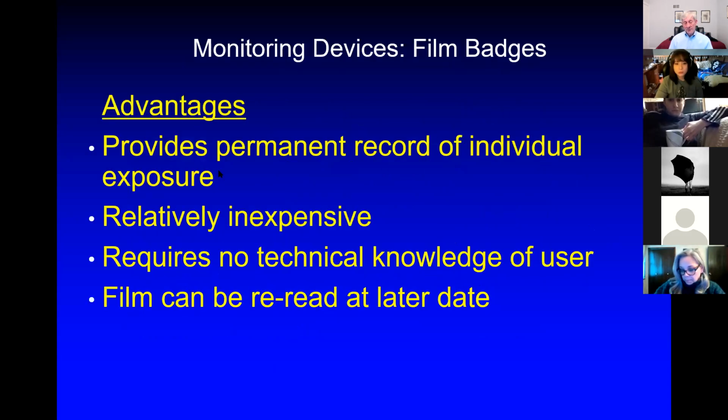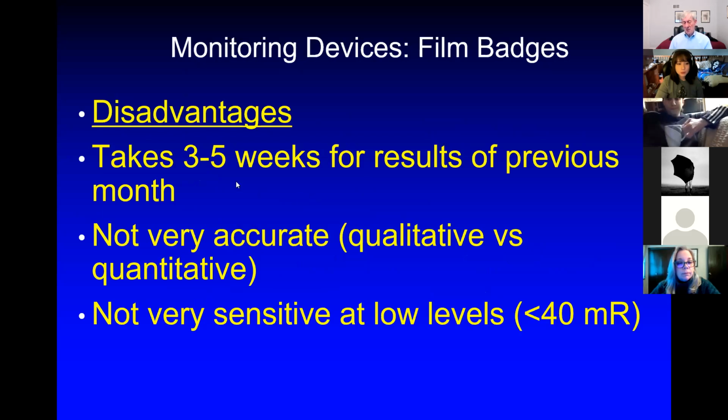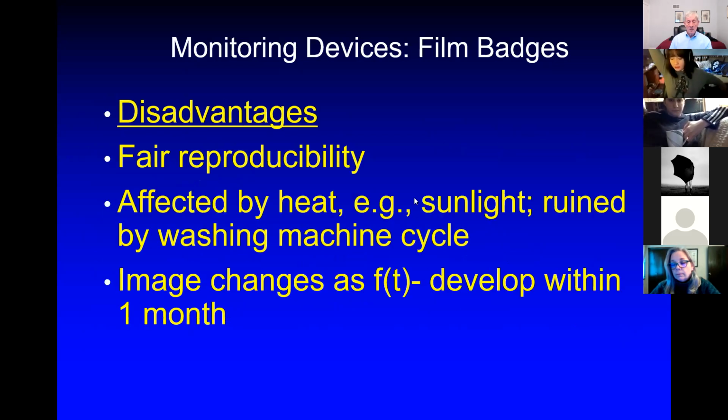The advantages of film badge, they're permanent records. You can go back and reread that film 10 years later. They don't cost you much, 10, 15 bucks. You don't need technical knowledge. The downside, it takes weeks to get the results typically, and they're not very sensitive or very accurate at low levels. Like if you were to pick up 4 or 5 millirems, it might read 4 or 5 and it might read 6 or 8. They're not that accurate on those very low levels, but above 40 millirems, they're pretty good. Reproducibility is okay, but not spectacular.